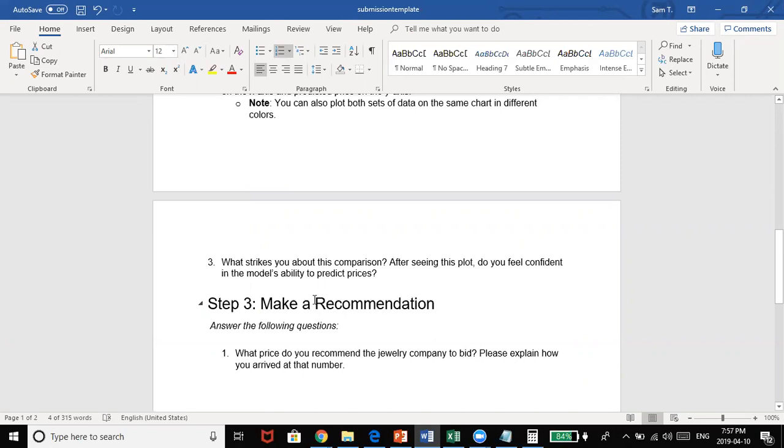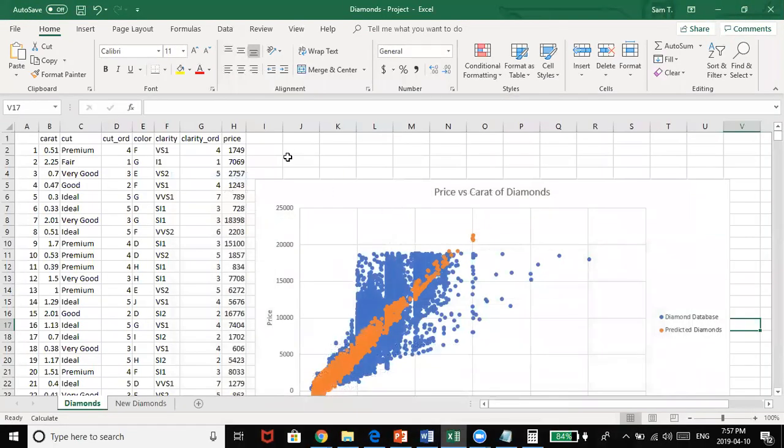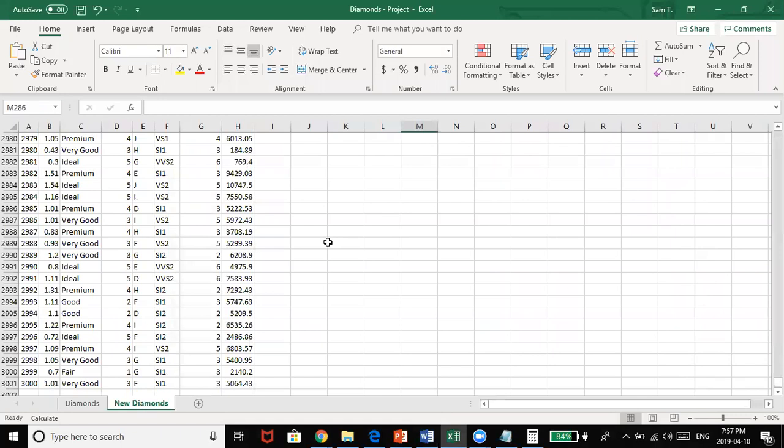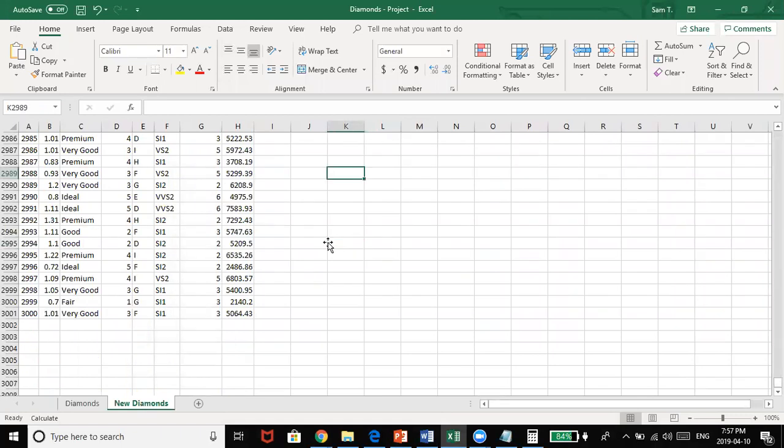Then the last part is to make a recommendation. What price do you recommend the jewelry company to bid? Please explain how you arrive at that number. So again, we've used the model to generate the equation of a straight line to actually generate these prices.